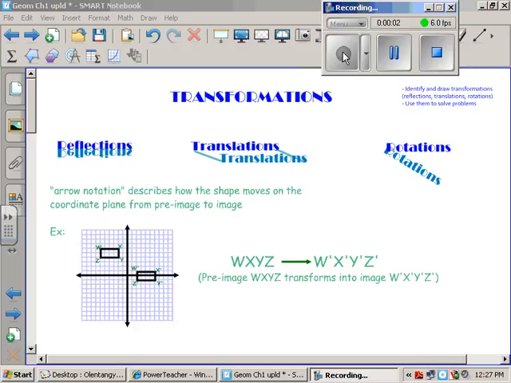I'm sure you've studied transformations in middle school. We may not have called them this. You may have said flips or slides or turns instead of these words, but I'm sure you studied moving things around on a graph, right? Okay. And what we're going to do today is talk specifically about mathematically how we write that.